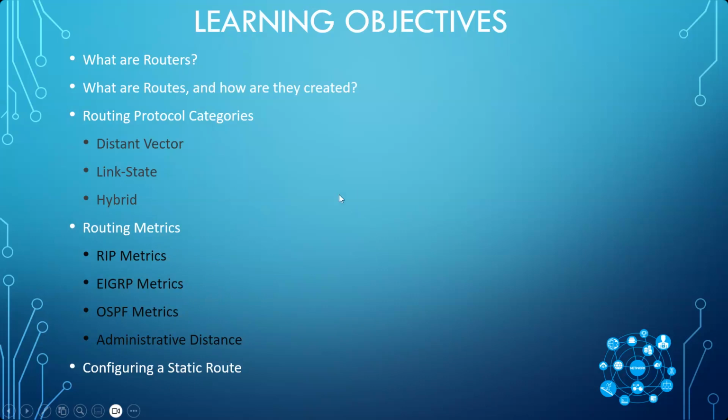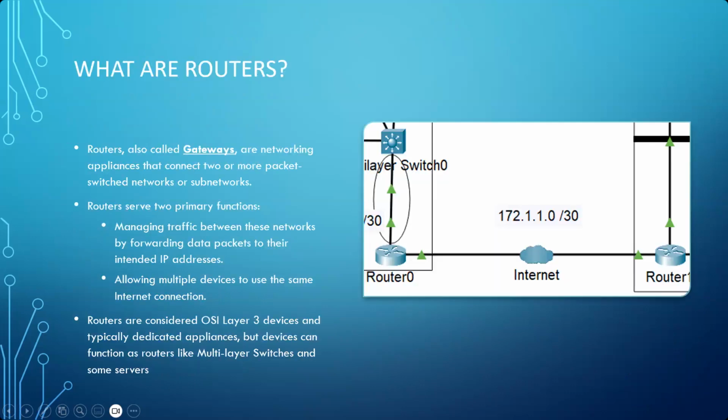Okay, let's go. All right, so first up, guys, what are routers? So routers, as we said, also called gateways or default gateways or layer 3 devices, are actually networking appliances that will allow you to connect two or more networks. Okay, these packet switch networks, we may say, hey, my local area network and my service provider's network. Most of us are not connected directly to the internet. Although you may think so, you're really not.